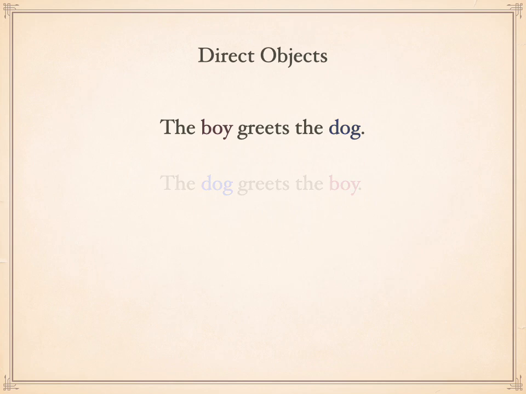Latin does not work like this. We say Latin is an inflected language. We can tell a word's function in the sentence by the sort of ending that it takes. So in English we would say the boy greets the dog. Latin would say puer canem salutat. We can tell that the word puer is the subject of the sentence because it is in the nominative case. We can see that canem, the word for dog, is the direct object because it is in the accusative case.